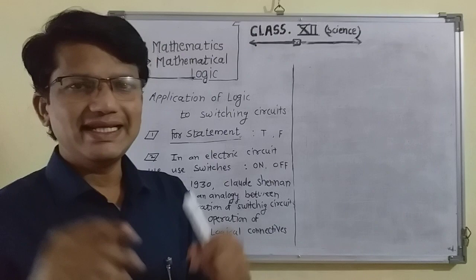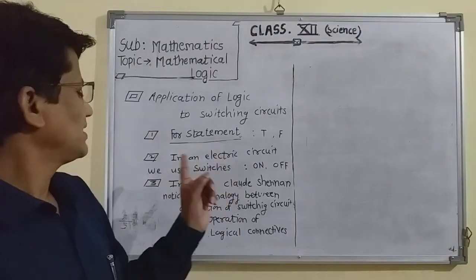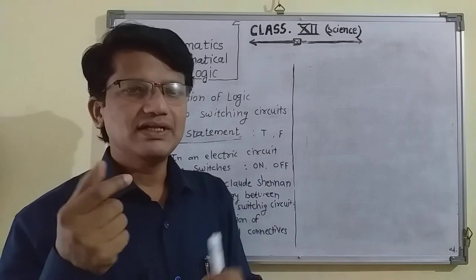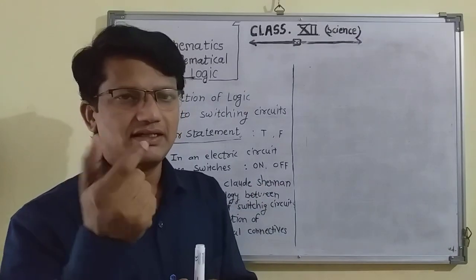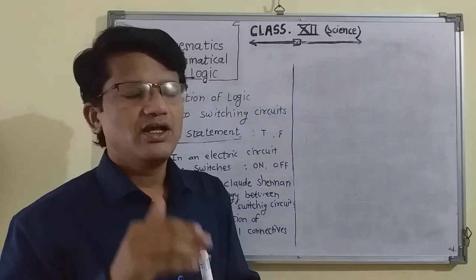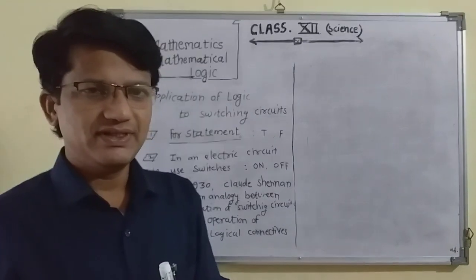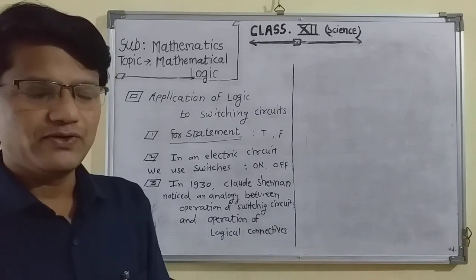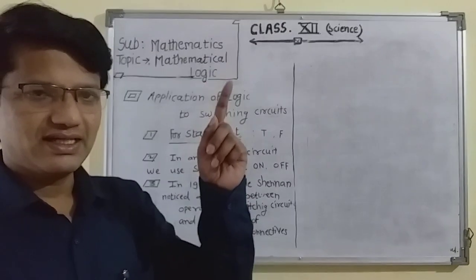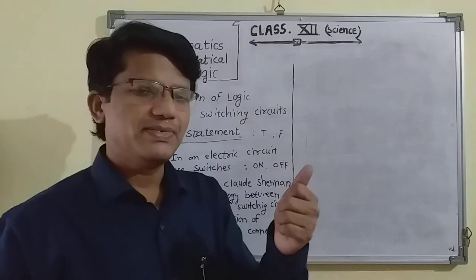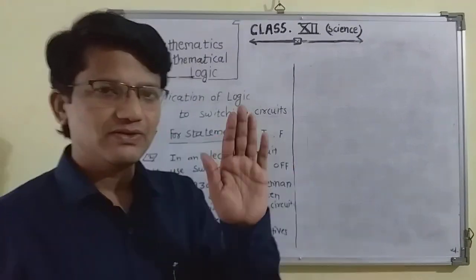We know in an electric circuit we use switches, and we all know a switch has two states, on or off. If the switch is on, the current flows through the circuit and the truth value is taken as T, and if the switch is off, then current does not flow through the circuit.